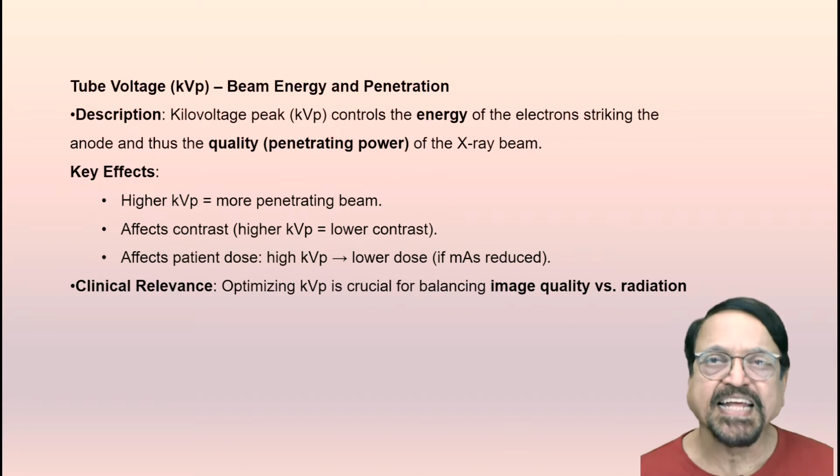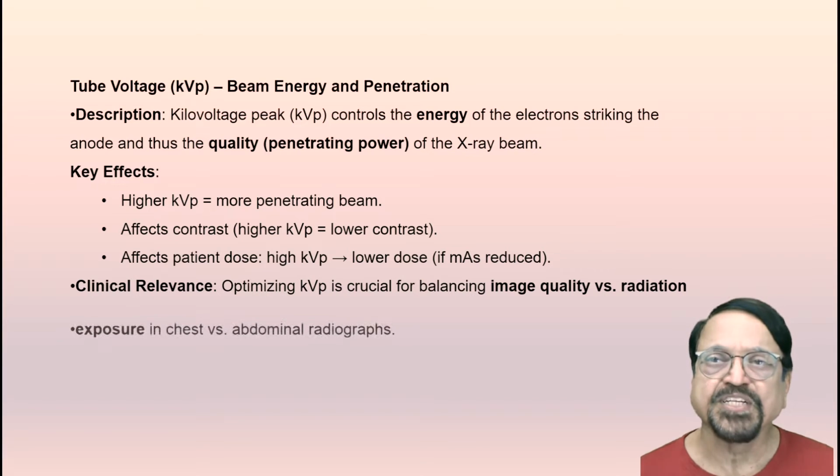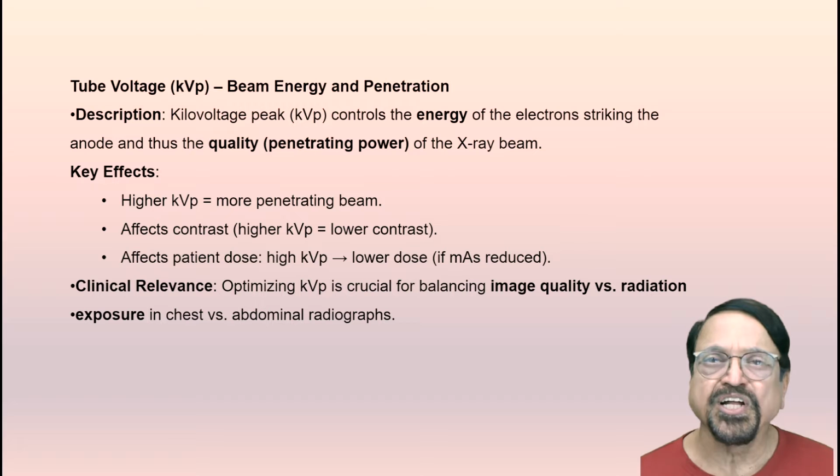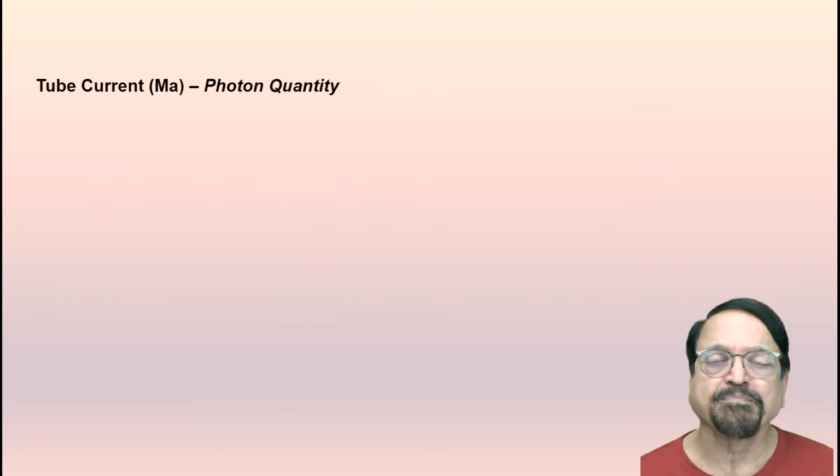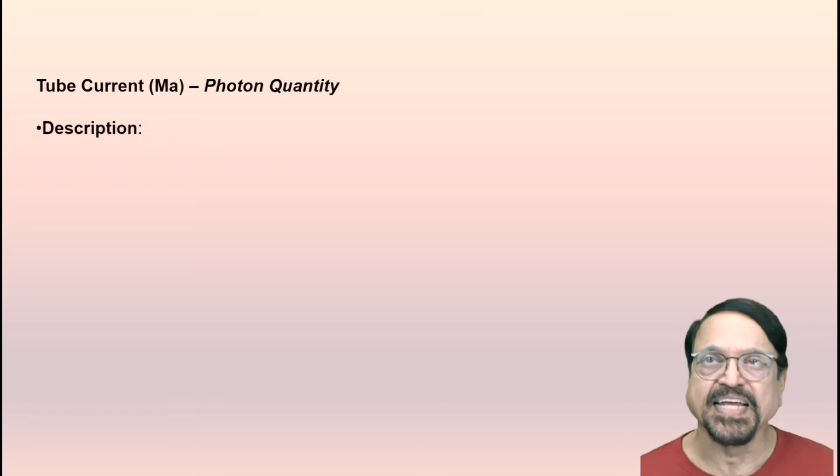Now what is the clinical relevance? Optimizing kVp is crucial for balancing image quality versus radiation exposure, in chest versus abdominal radiographs. In some places we need high contrast, like bone radiography, which is different from abdominal KUB radiographs. Now what is the tube current? MA, that is the photon quantity.